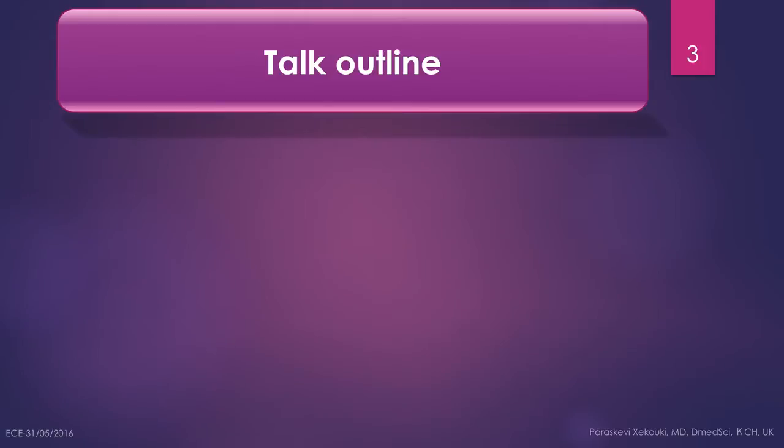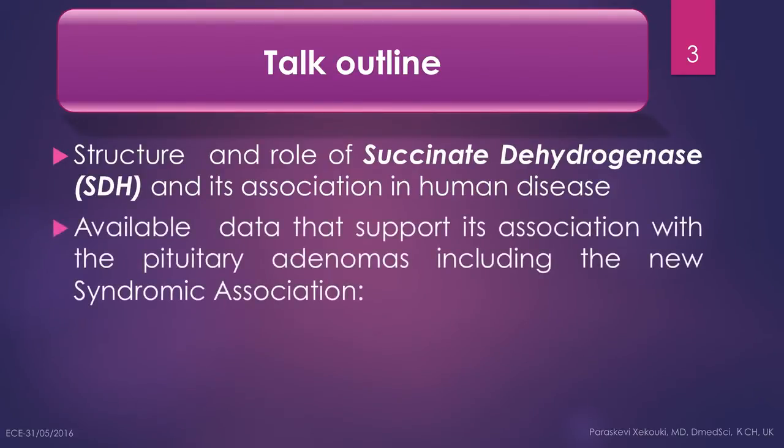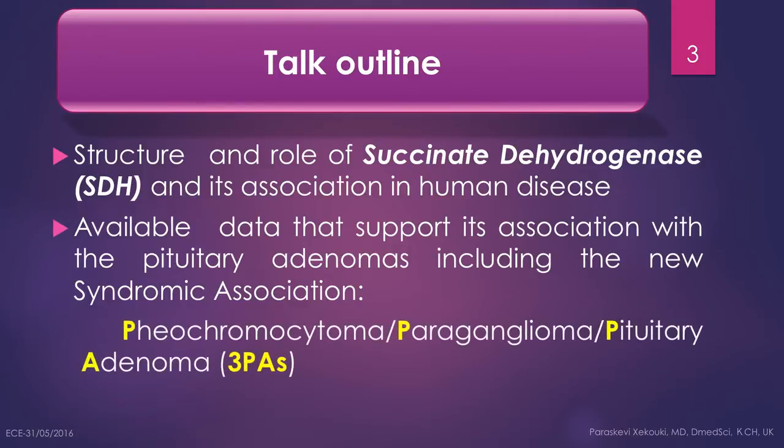I have divided my talk into 3 sections. In the first section, I will briefly mention the structure and the role of succinate dehydrogenase and its association with human disease. Then I will present all the available data that support its association with pituitary adenomas, including the new syndromic association that we termed 3PAS, which stands for pheochromocytoma, paraganglioma, and pituitary adenomas. And I will end my talk with a few conclusions.